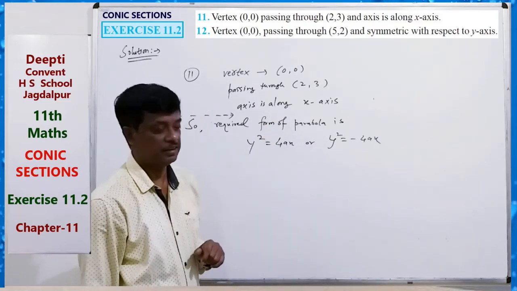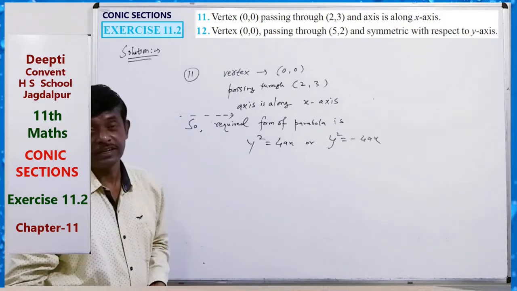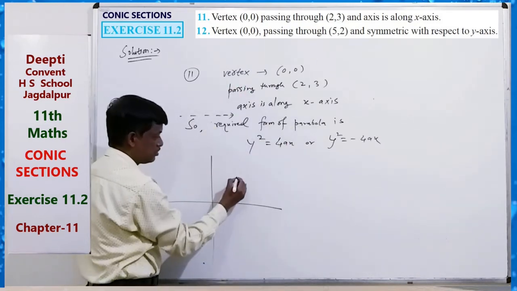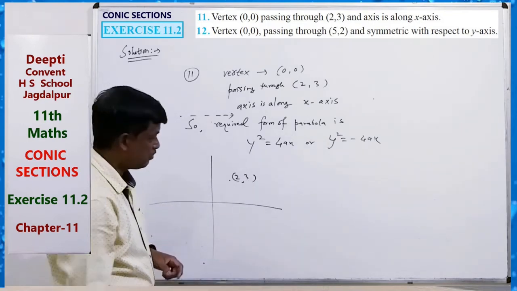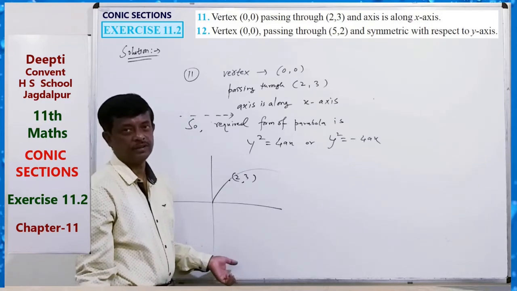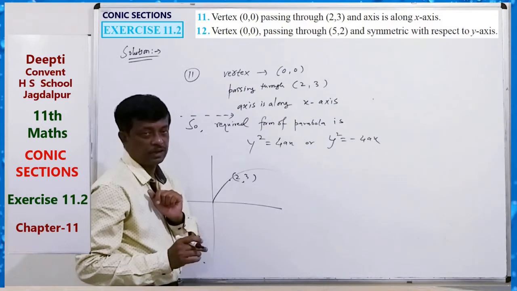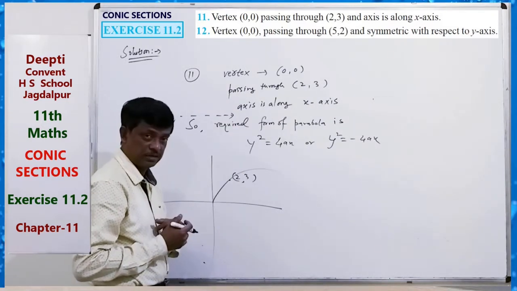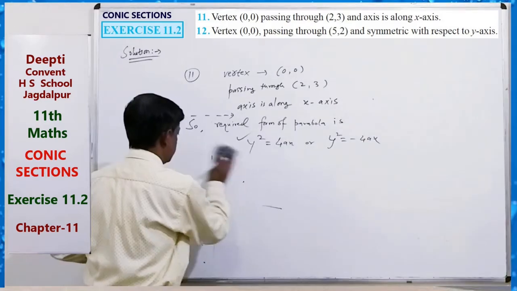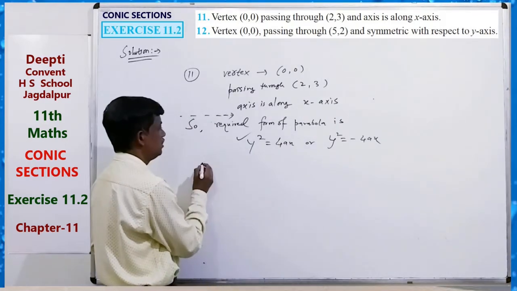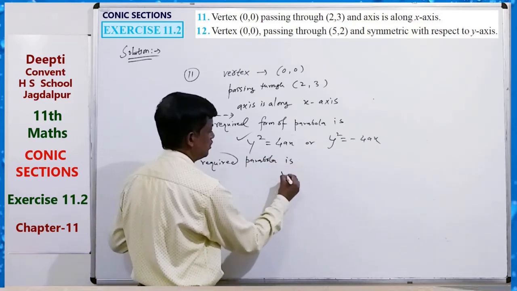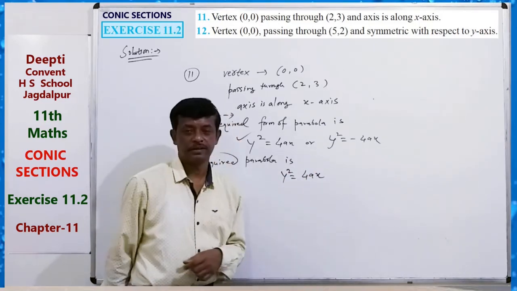And which will be the final? For that, see that the parabola is passing through the point (2, 3), and (2, 3) lies in the first quadrant. 2 and 3 are positive, so (2, 3) lies here. The parabola is either right-handed or left-handed, and it passes through this point. That means it is a right-handed parabola. Since the parabola passes through the point (2, 3) and (2, 3) lies in the first quadrant, the parabola is right-handed. So the final format is this. By giving this reason, you can say the required parabola is y square equals 4ax. Clear?